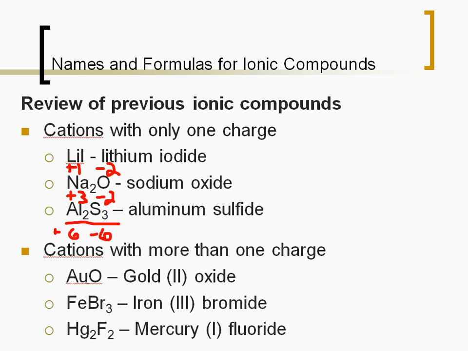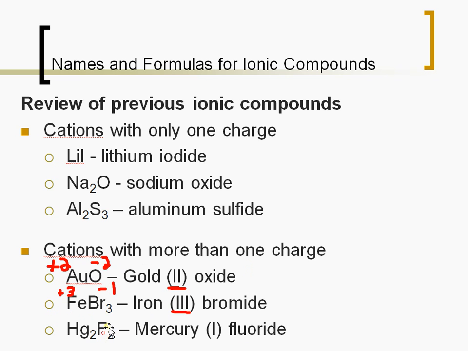Okay, when we deal with cations with more than one charge, it is those elements that are colored on that periodic table that we've discussed before. So I know that oxygen is a minus 2 because I look at my periodic table, but I don't know what gold is. So in this case, gold has to be a plus 2. So we call it gold 2 oxide. Here, bromine is a minus 1 charge, but I have 3 of them, so this has to be a plus 3. So it could be iron 3 bromide.